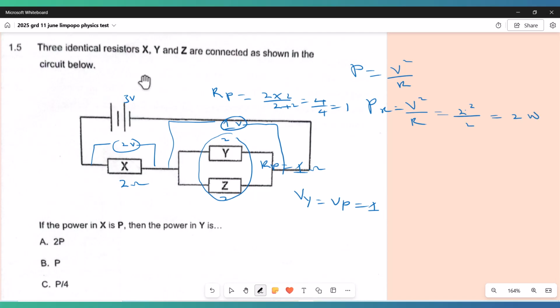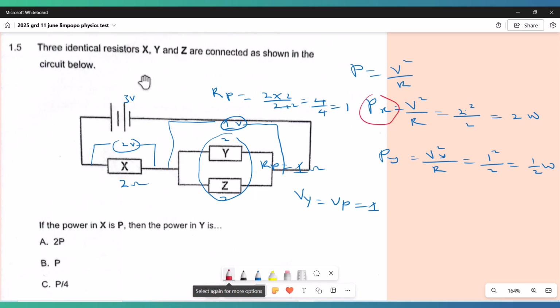What about the power in Y? Now the power in Y equals V squared Y divided by the resistance of Y. So V squared, the V here we saw it is 1 squared, divided by 2, which gives us 1 over 2. So this is what's here. So that means the power in Y, if I compare with the power in X, looking for the power in Y, it is a half, right?